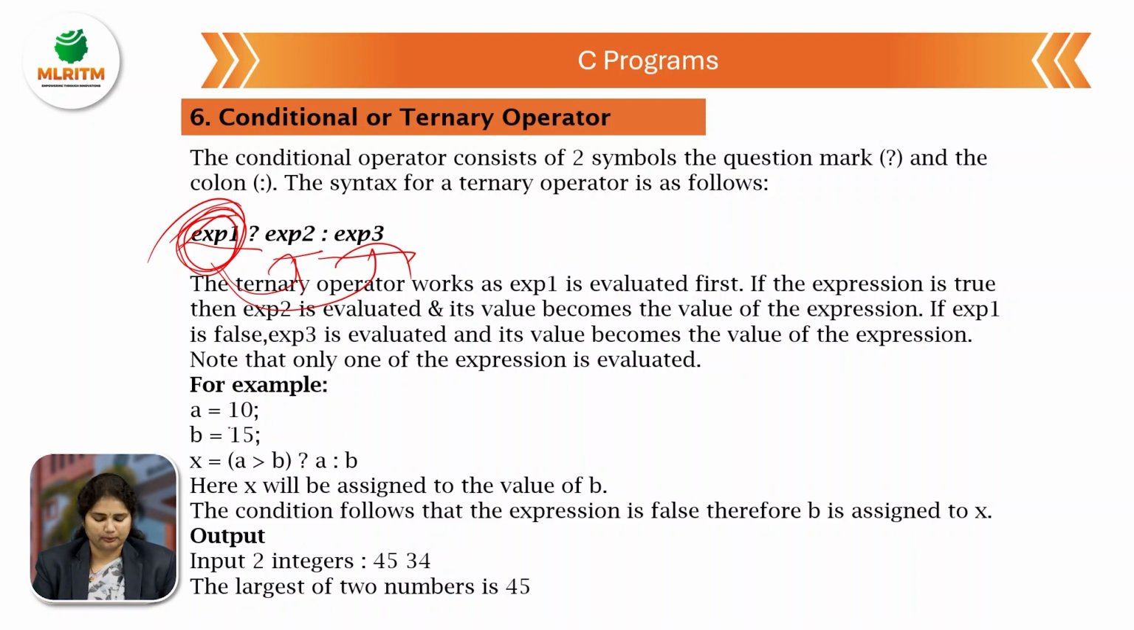Here we are taking one example, A equal to 10 and B equal to 15. Here X equal to A greater than B condition, A colon B. Here how it will work means 10 greater than 15. If this condition is true, then A will be executed. If this condition is false, then B will be executed. 10 greater than 15, the condition is false, then B will be executed. B value how much? 15 is the output.